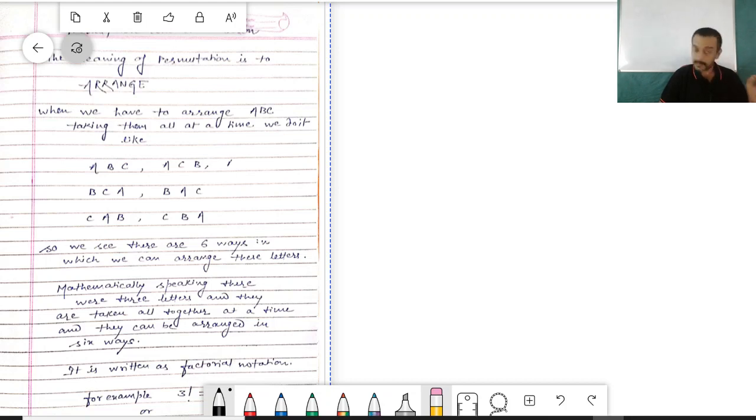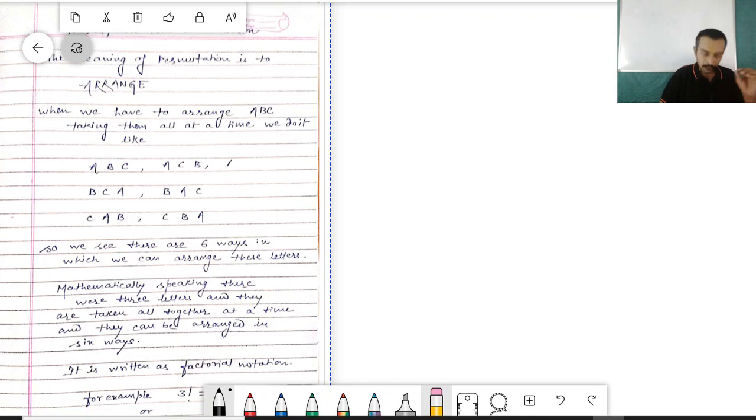The concept of permutation is to arrange the objects by taking them all at a time. One more thing: we can take many objects, but when we are arranging them, we may have to choose a few of them. We can take all of them at a time. We can also take a few of them at a time. There the permutation concept changes. That we'll do in our next class.